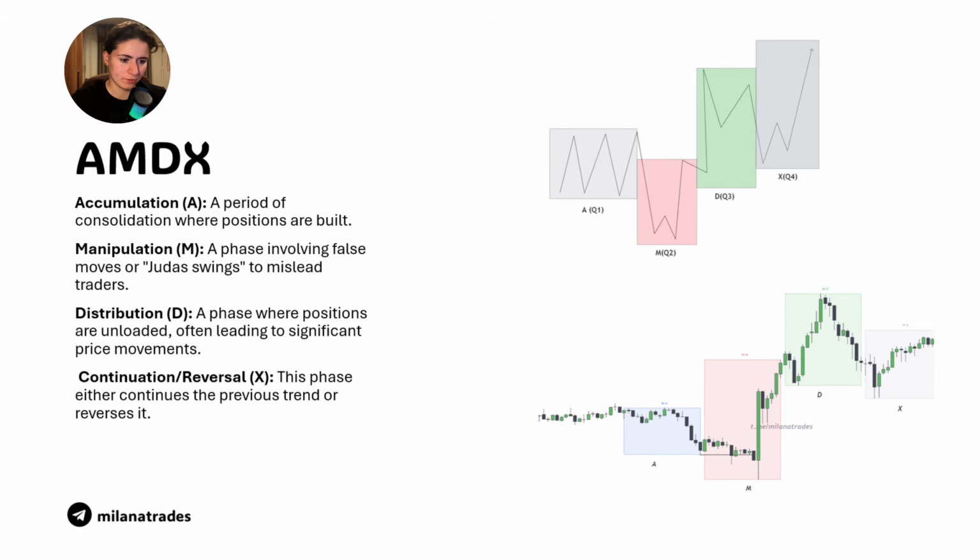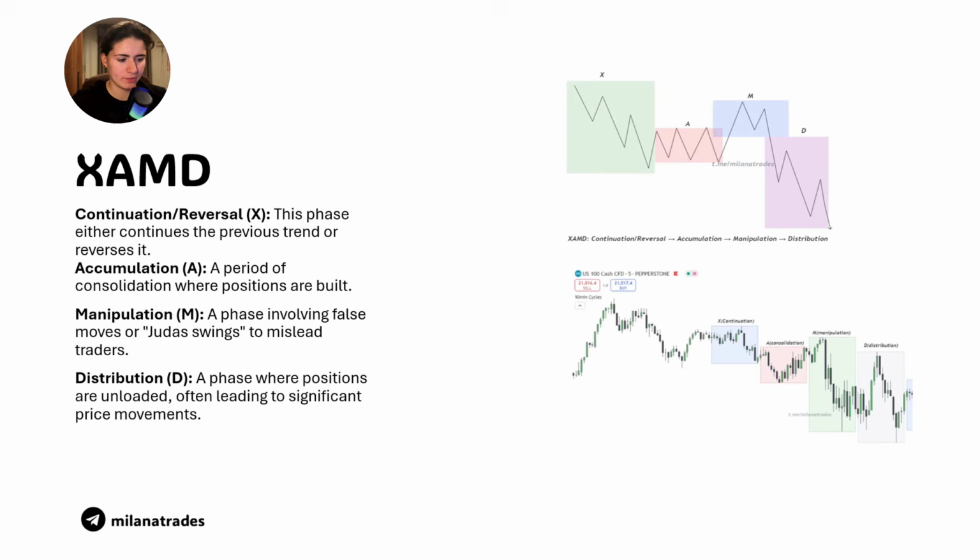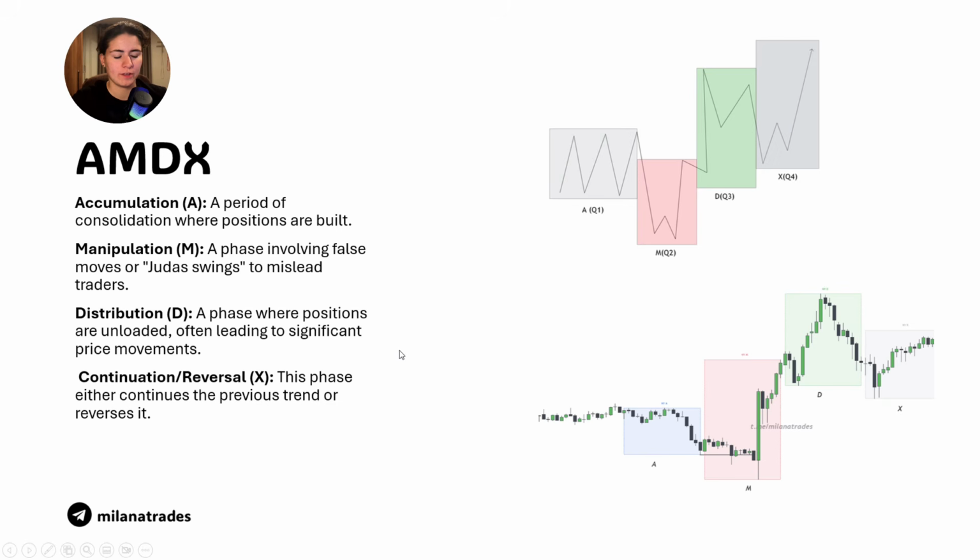There are 2 main models, AMDX and XAMD. Let's first take a look at the AMDX model. AMDX stands for accumulation, manipulation, distribution, and continuation or reversal. First quarter is accumulation. This is a period of consolidation where positions are gradually built. Second quarter is manipulation. In this phase, we often see false moves, sometimes called judas swing, liquidity grab, or turtle soup. Third quarter, distribution. Here positions are unloaded, which often leads to significant price movements.